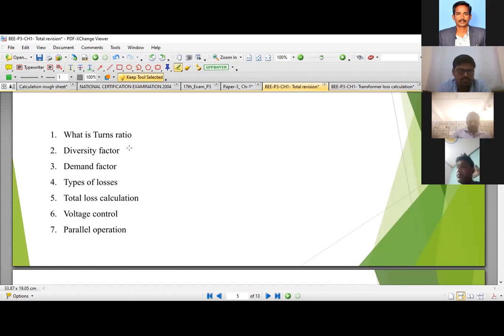Why do you need this, diversity factor? Actually, we need to maintain the diversity factor 1 because the load is more, so we can't maintain the power factor. It will impact. No, diversity factor. Why does it need to be greater than 1? Your voice breaks. Greater than, benefit or purpose?